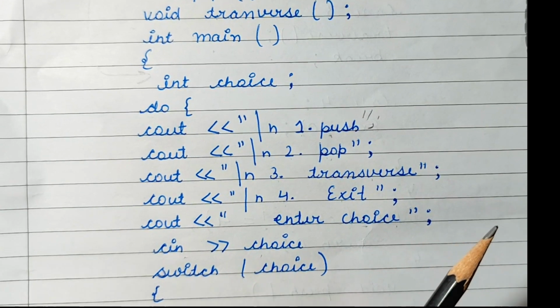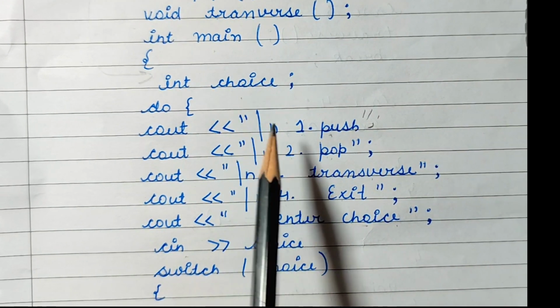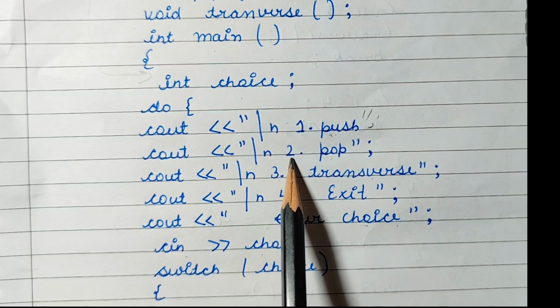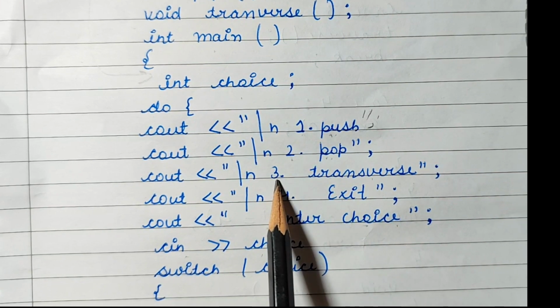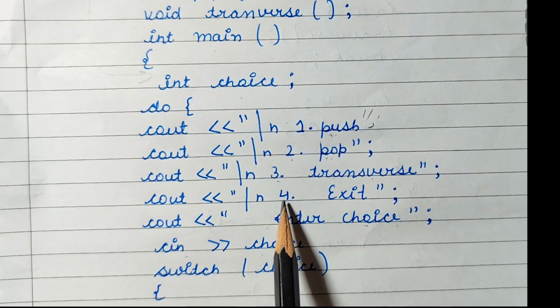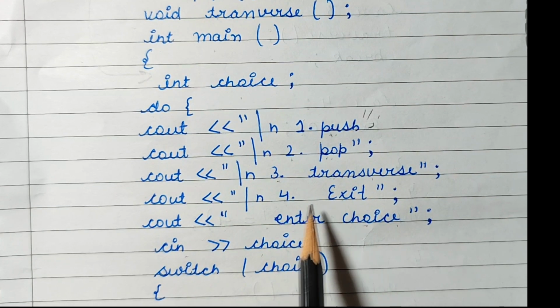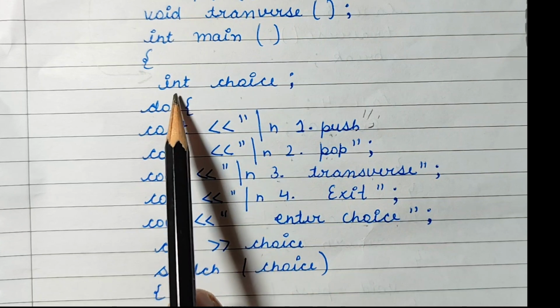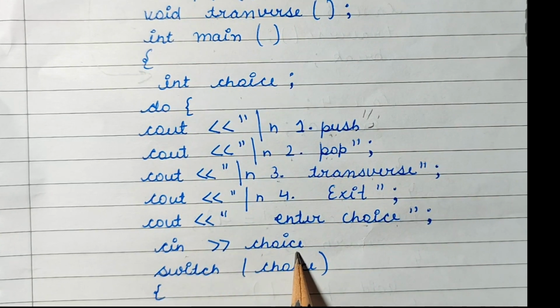Now choice is of int type variable, because if I press 1 then it performs push, if I press 2 it performs pop, if I press 3 it performs traverse, when I press 4 control will exit the code. So I include this choice variable as of int type. Here we enter the choice.